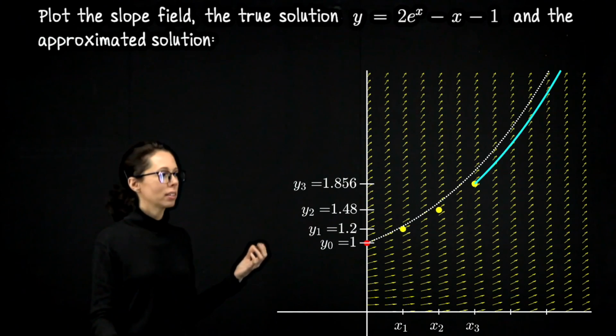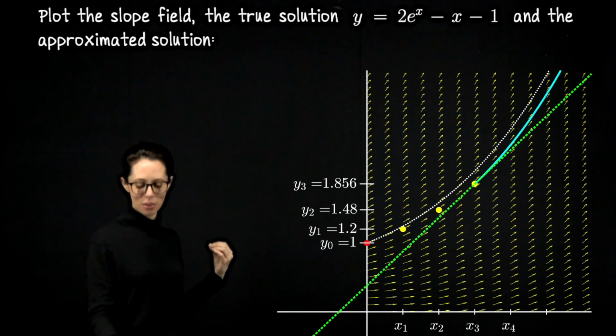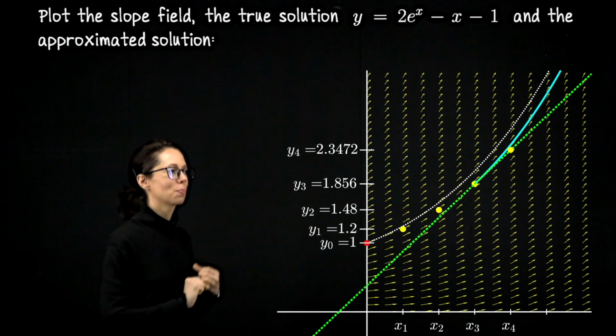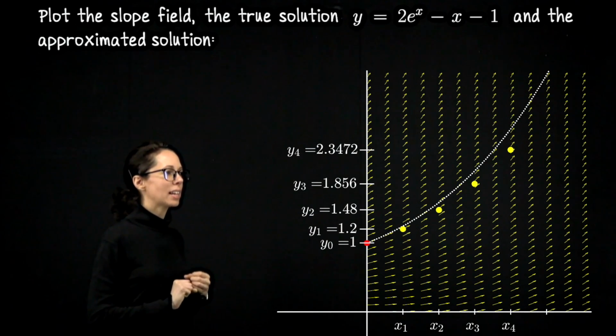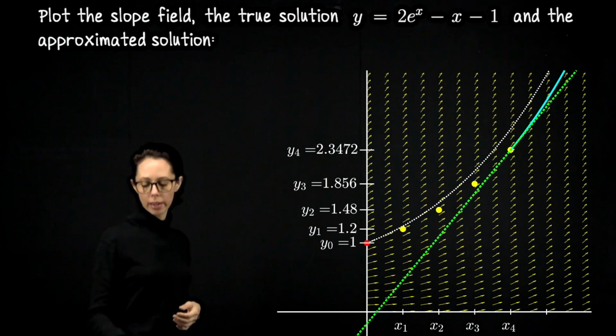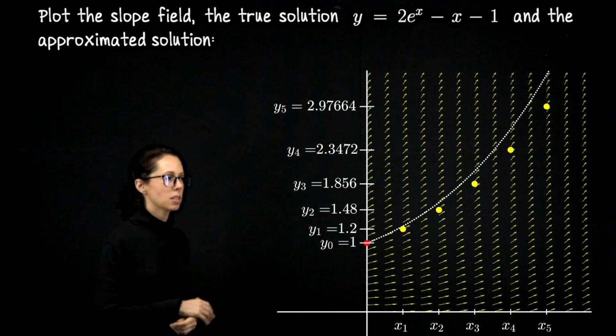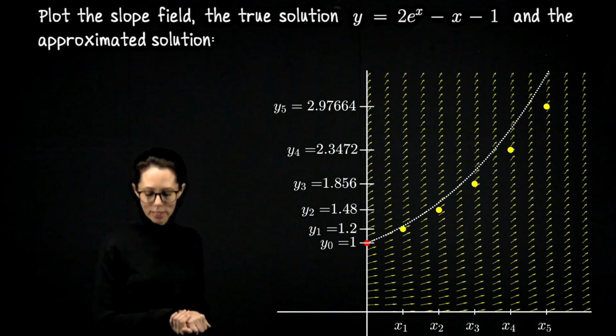Step again on a new tangent line, and we got to x is 0.8, y was 2.3472. And then finally, to get to the right side of our domain from 0 to 1, we landed on a new tangent line with x equals 1, and our estimate of y of 1 was 2.97664.